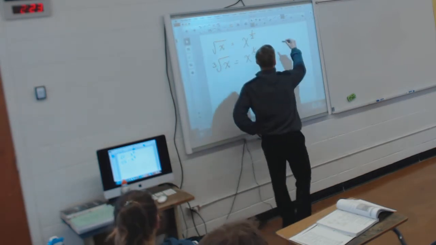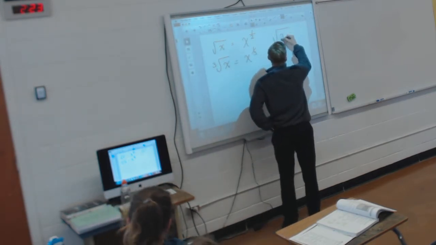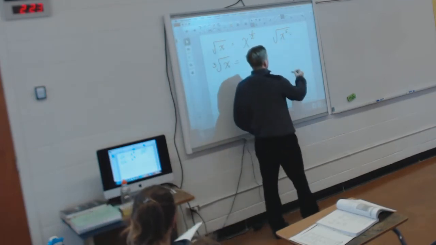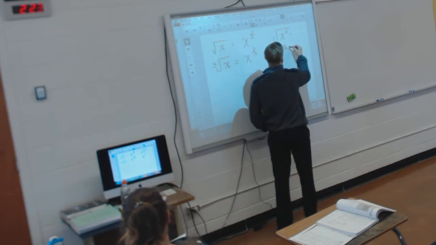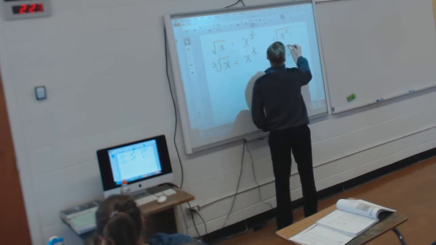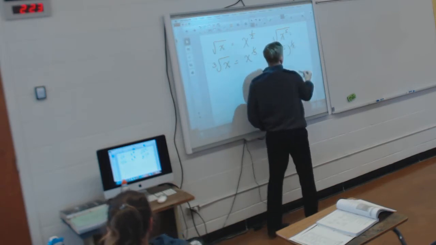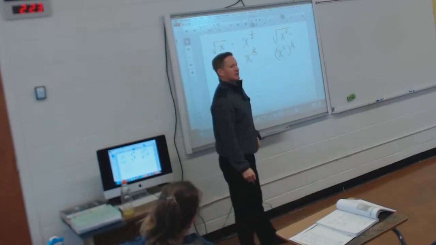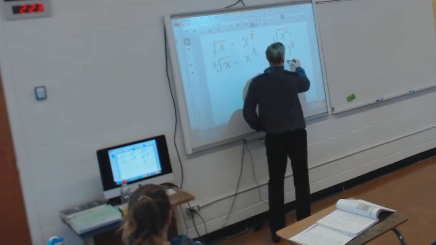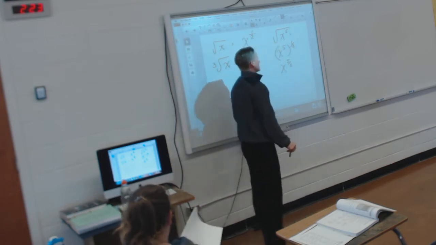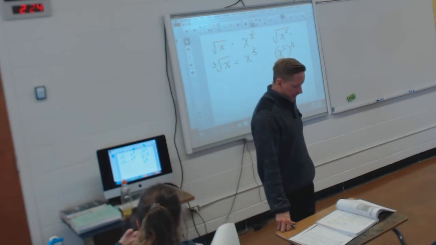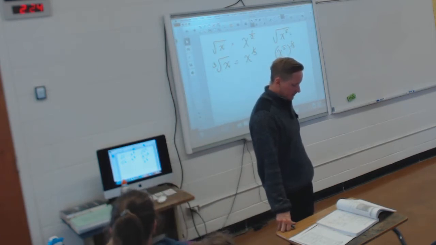So if I have the square root of x to the 5th, that's like saying x to the 5th to the 1/2. And then I have a power to a power in which I multiply those exponents together and write it as one simple expression in which the exponent is a rational value, in this case a fraction.